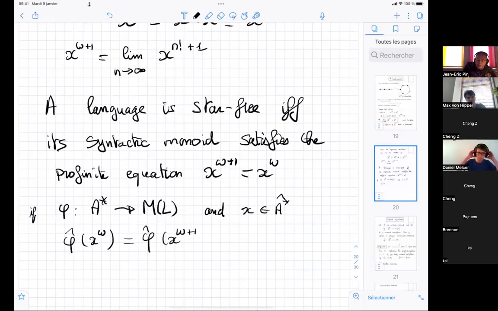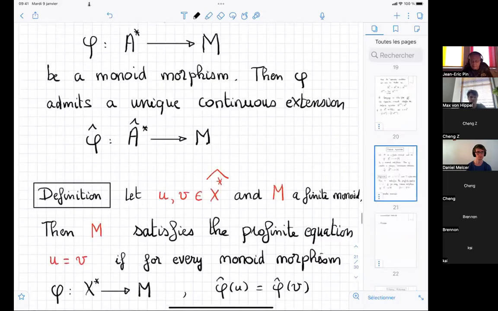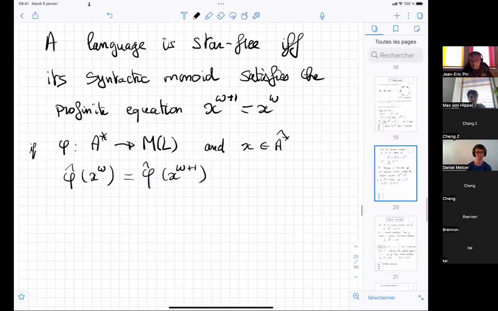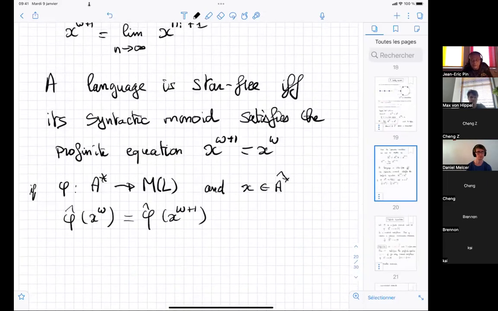That's formally written. But then you don't want to go into this abstract setting. Really what you mean is that each time you go to the finite monoid, you look for the idempotent and you want to verify that the next element in the loop is x omega plus 1. So it's just this. But it's really a profinite equation. So it's a formal equality between two elements of A star hat.